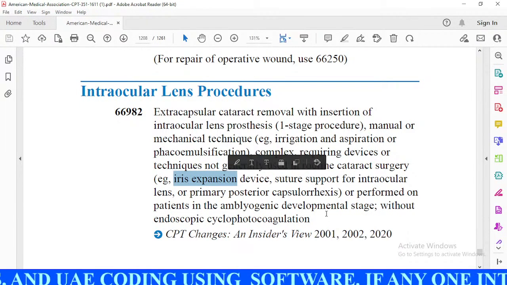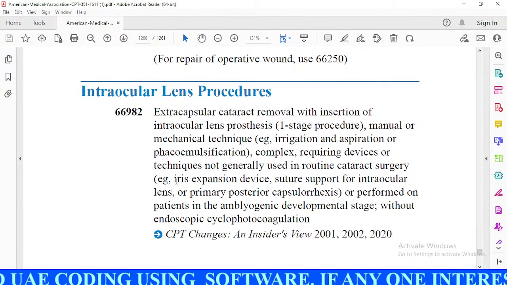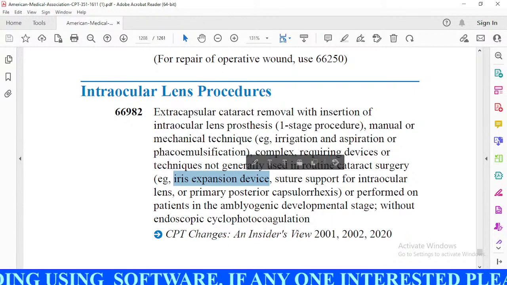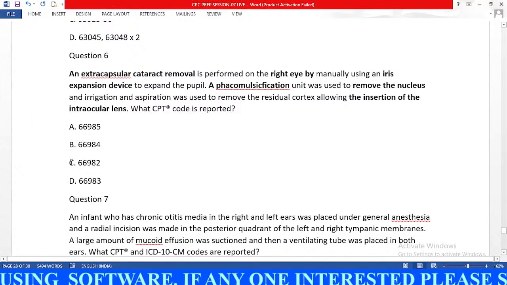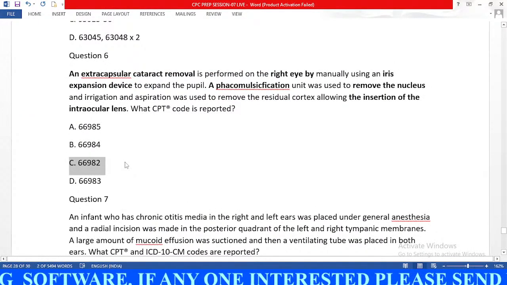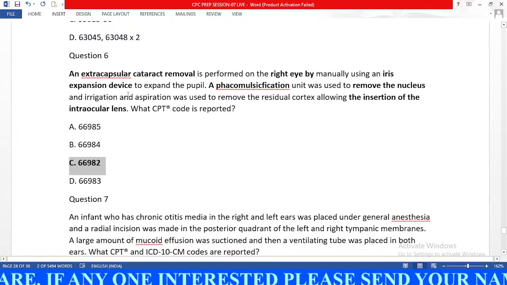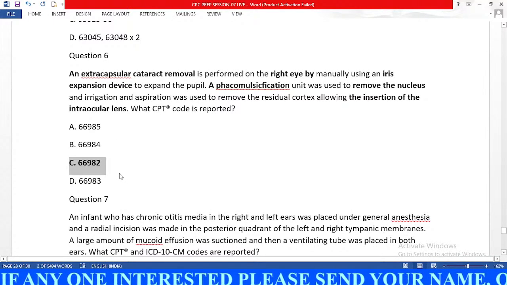So our keyword in our question is iris expansion device, which is included in 66982. So here our correct answer is 66982. Yeah, 66982 is the correct answer. This keyword iris expansion device is included in 66982.